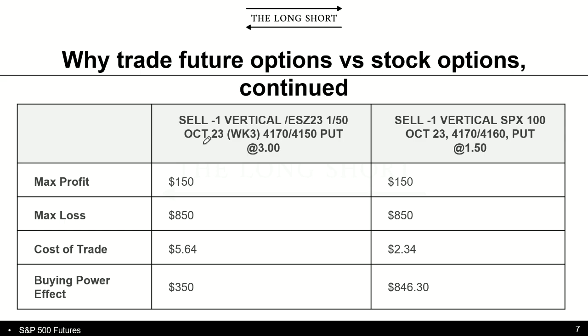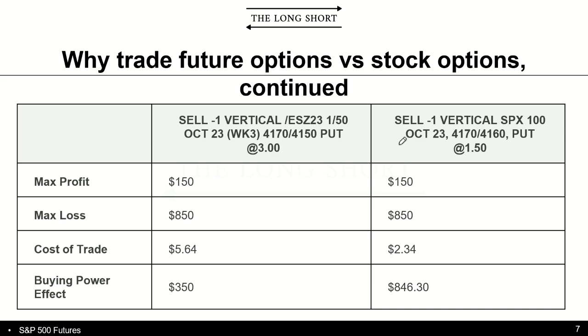which expires. This is the option on the December contract. The futures expire in December, and the option on that future expires in the third week of October. That's all it is saying. I'm selling one contract, I am on the short side of it. I'm selling a put spread, and I'm collecting $3. That's all it's saying.